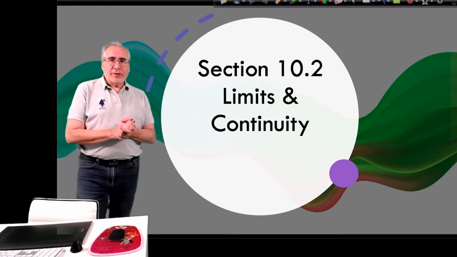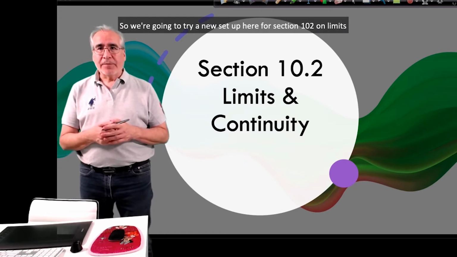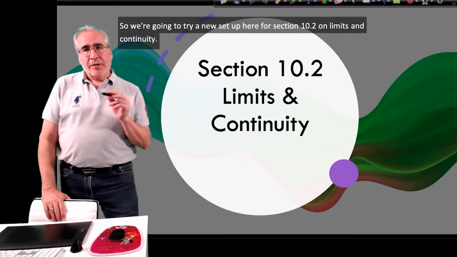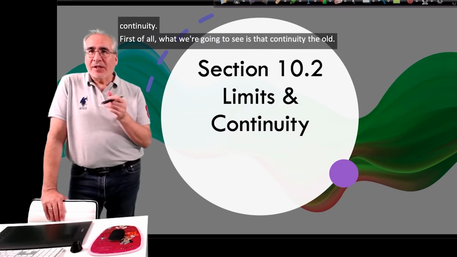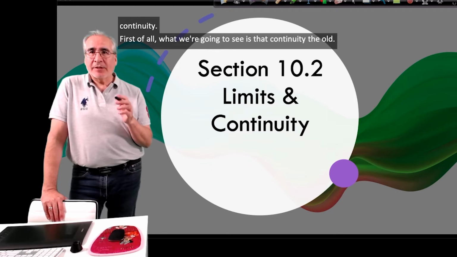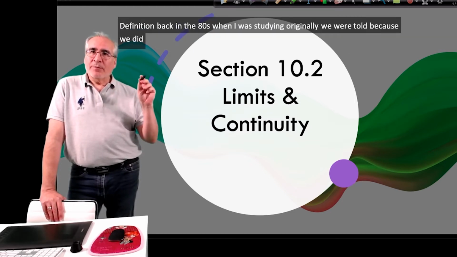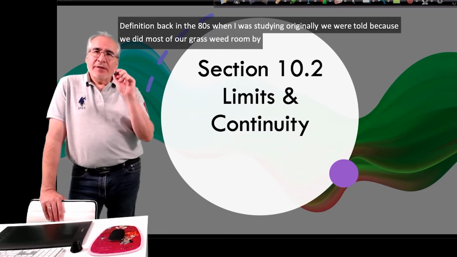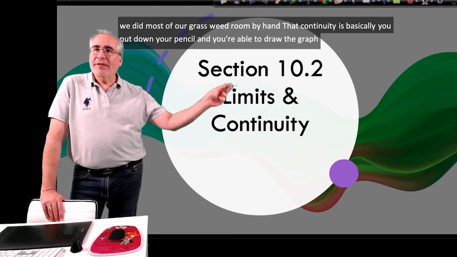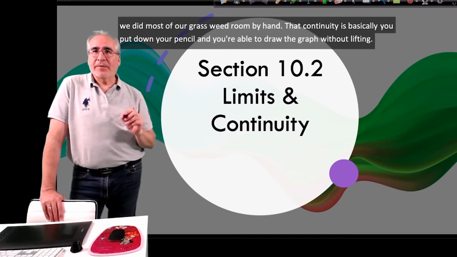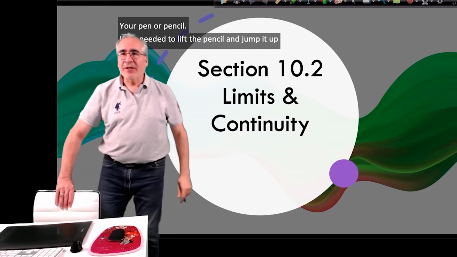So we're going to try a new setup here for section 10.2 on limits and continuity. First of all, what we're going to see is that continuity, the old definition back in the 80s when I was studying originally, we were told, because we drew most of our graphs by hand, that continuity is basically you put down your pencil and you're able to draw the graph without lifting your pen or pencil. If we needed to lift the pencil and jump it up, that's what we call discontinuity.